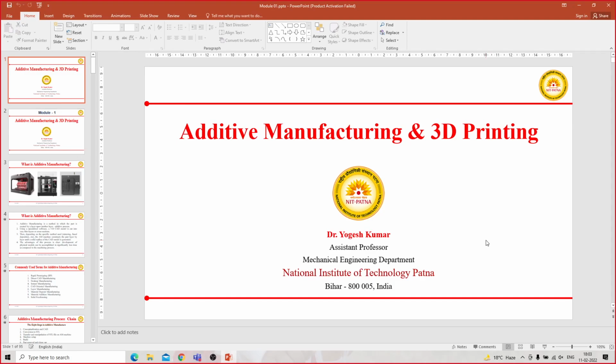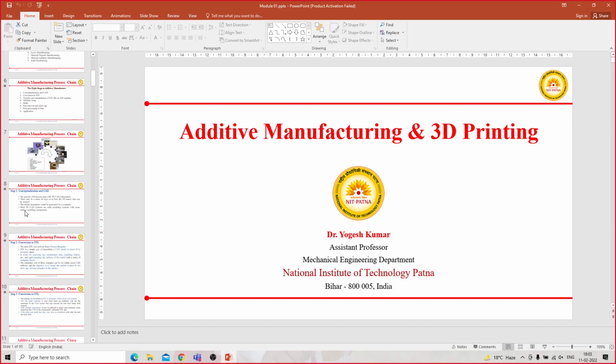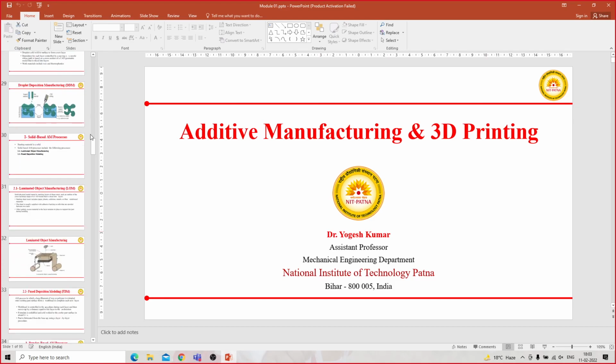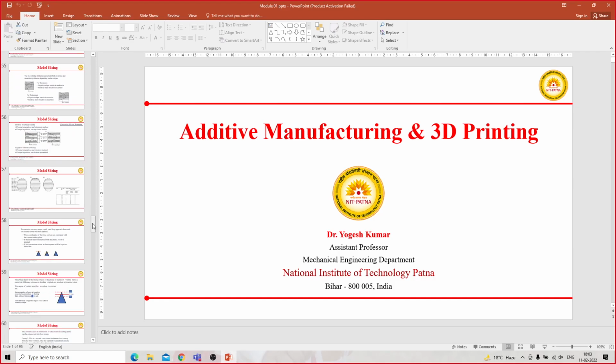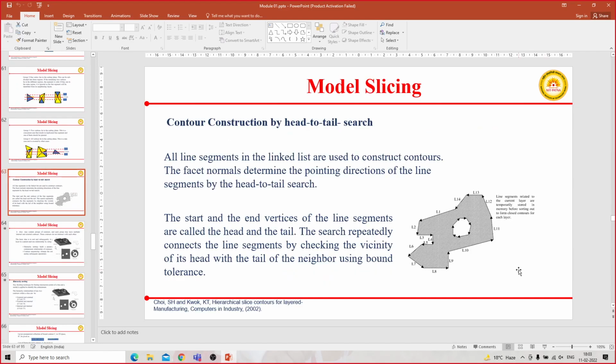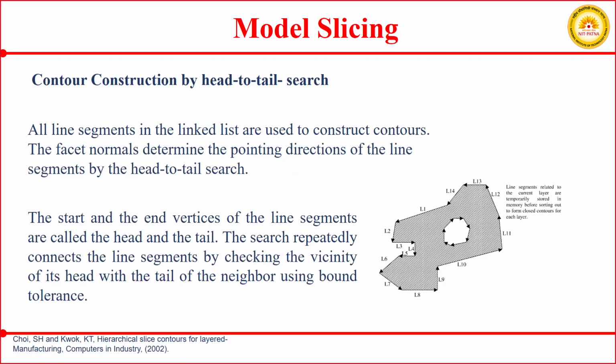Today we will continue our discussion on model slicing. We started model slicing in module 1. Today, how do we construct contours in your slice data? Because when we say slice data, it means we are interested in the data corresponding to a particular layer or slice.